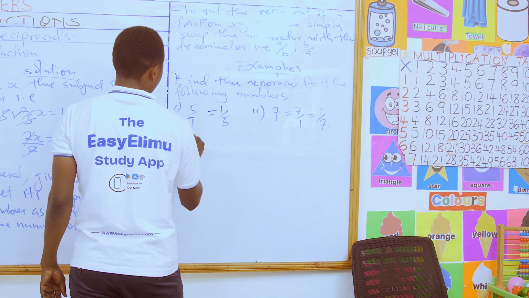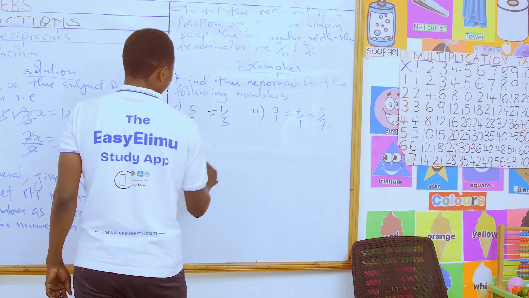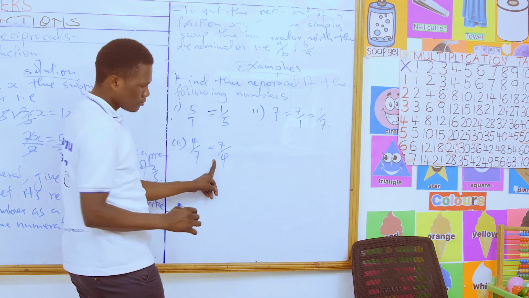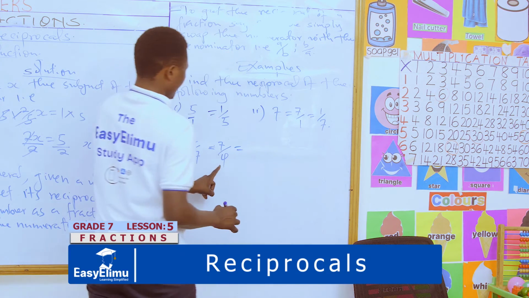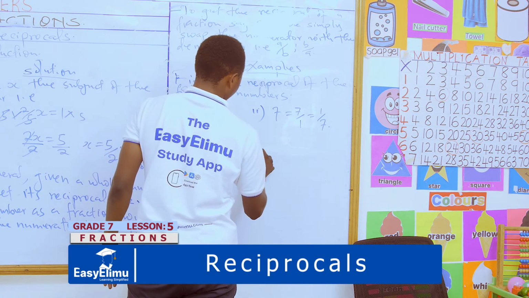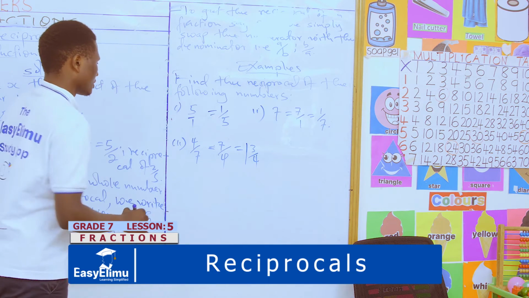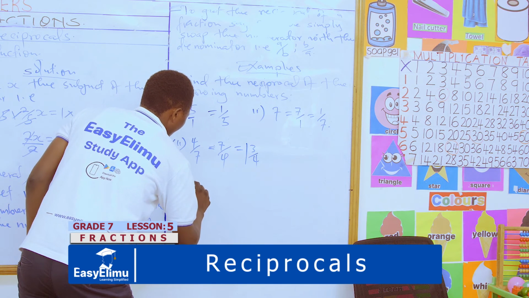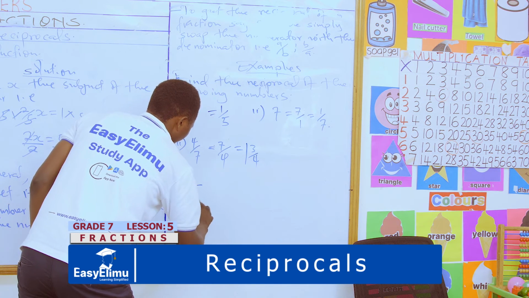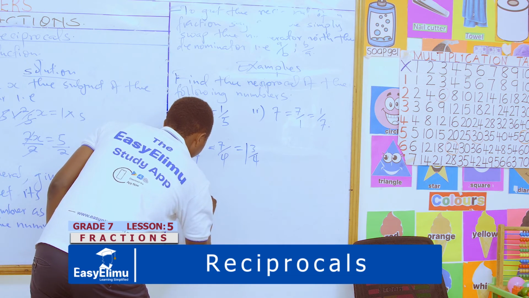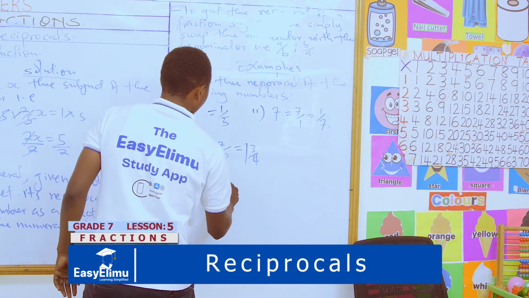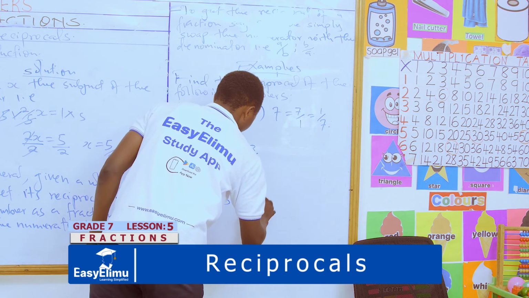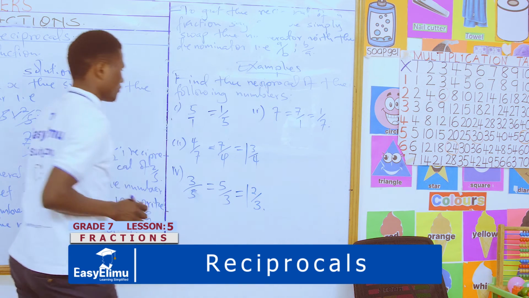Roman 3, if you have 4 over 7, then its reciprocal is 7 over 4. But because this is improper, we must simplify. 7 over 4 simplified is 1 and 3 over 4. Very important. Roman 4, if you have 3 over 5, then its reciprocal will be 5 over 3. But because it is improper, we must simplify, and that is 1 and 2 over 3.